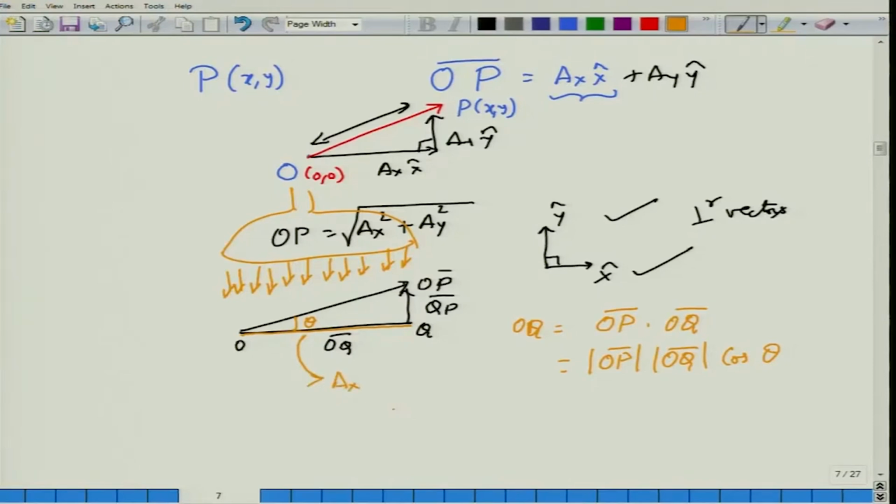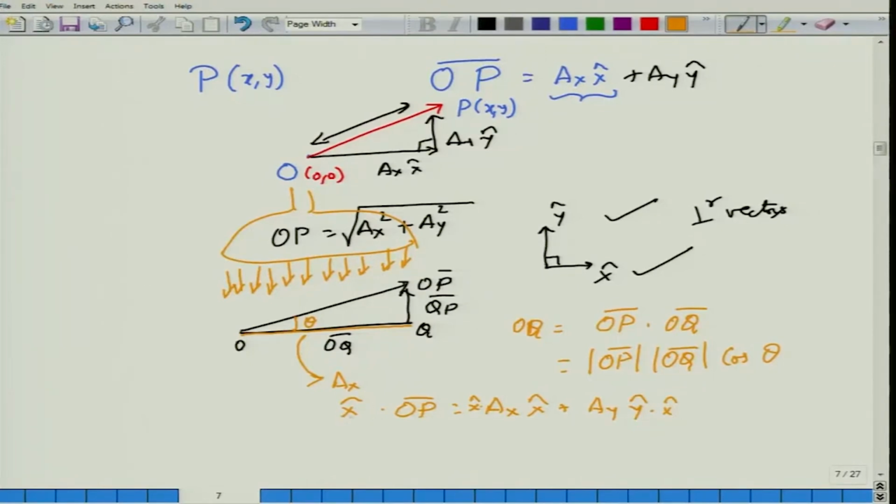So we can take the original vector OP equal to AX x hat plus AY y hat, and then dot this vector OP with x hat, which would be a unit vector along which I am going to dot. One thing that I forgot to mention is that it doesn't matter in which order you perform the dot operation. You can switch OQ and OP, so I can either do x hat dot OP or OP dot x hat, I get the same result.